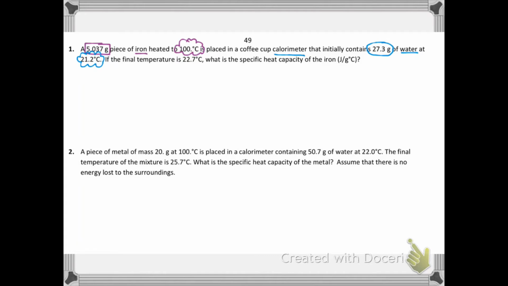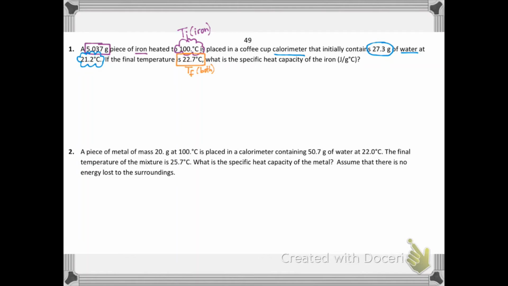Now, after we put in the piece of iron into the water, the final temperature ends up being 22.7 degrees Celsius. Now, I want you to realize this is the final temperature of both the iron and the water, because once you put the iron in the water, well, they equalize in temperature. That's the whole point. So notice we have an initial temperature of our iron, which is given. So this is our initial temperature of the iron. And we have an initial temperature of the water.